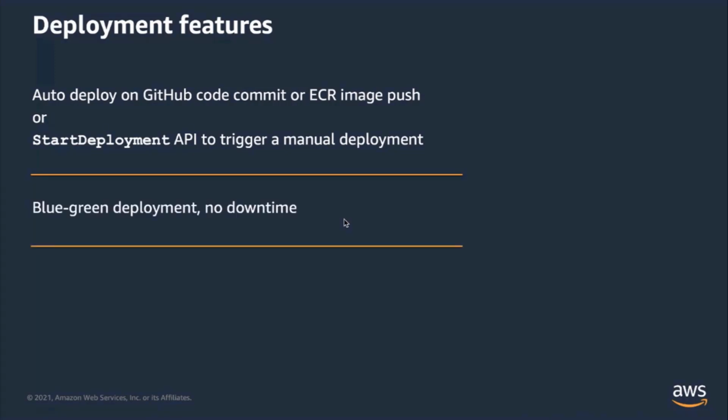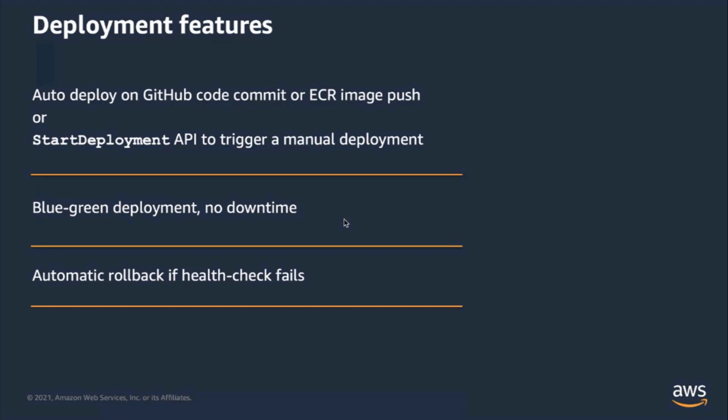And either way, what we do behind the scenes is a blue-green deployment, which means we'll spin up new copies of your application against the new version of your code, run the health check, make sure they're up and healthy, and then flip your traffic over from the old version of your code to the new version of your code. So you should experience no downtime there. And also, if we notice that your health checks are failing on the new version of your code, then we will automatically roll back and spin down the new application instances that we spun up.